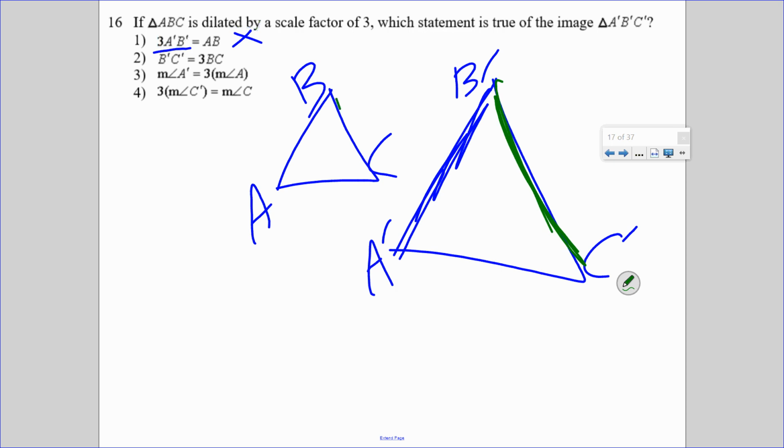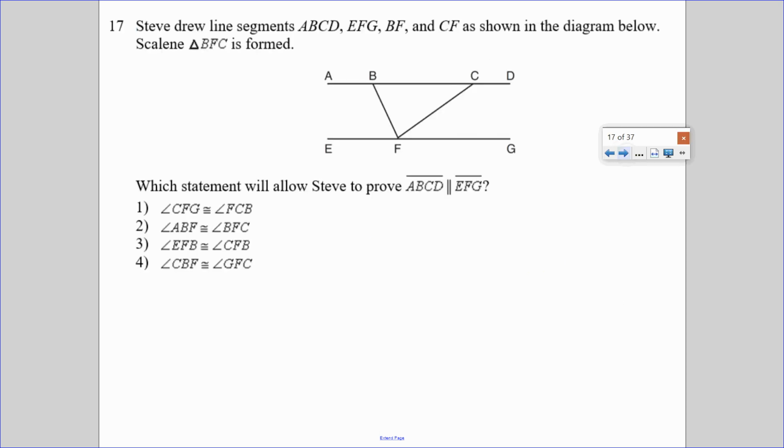Is B prime, C prime equal to 3 times this? Yeah. Is angle A prime 3 times this angle? No. When you dilate something, they're the same. So that can't be true, and that can't be true. With similar triangles, when you dilate them, the angles are always the same. They're in a ratio of 1 to 1. Choice 2 is the only one that's correct.